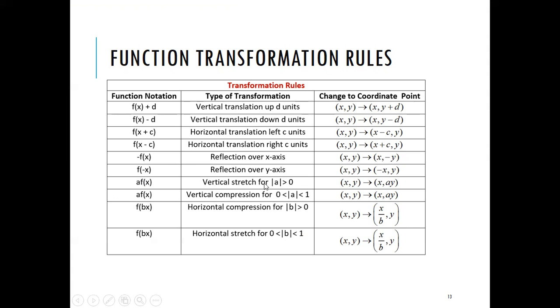If it's a f of x, as long as a is greater than 0, then I am multiplying my y values. A f of x, vertical compression. When it's between 0 and 1, again, multiplying your y values. F of b x is a horizontal compression.